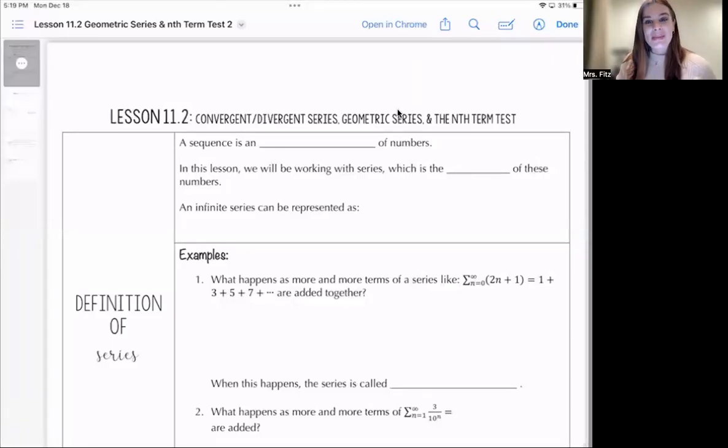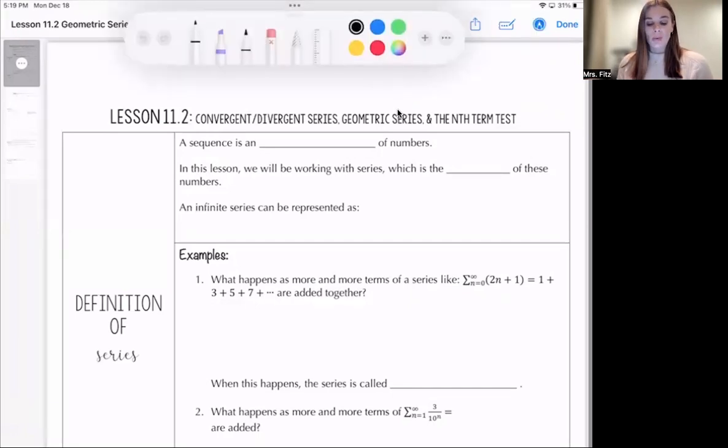Hi everyone, my name is Mrs. Fitzpatrick, and today we are going to be talking about convergent and divergent series. We're also going to specifically dive into utilizing the geometric series as well as the nth term test to determine if those specific types of series either converge or diverge.